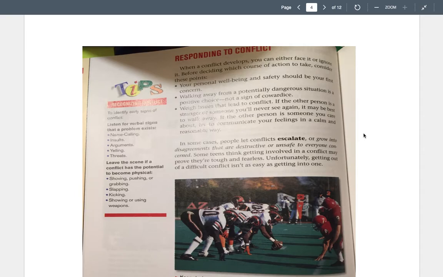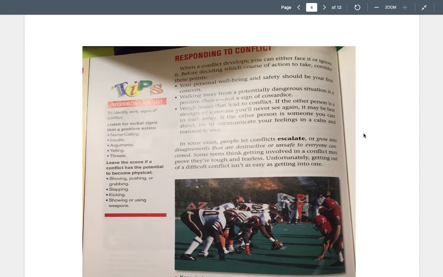If the other person is a stranger or someone you'll never see again, it may be best to walk away. If the other person is someone you care about, try to communicate your feelings in a calm and reasonable way. Conflicts are usually never solved if people are screaming and yelling at each other. You may not even understand what the other person is saying, and then you misinterpret it, and then it causes even more conflict. So be aware of that.